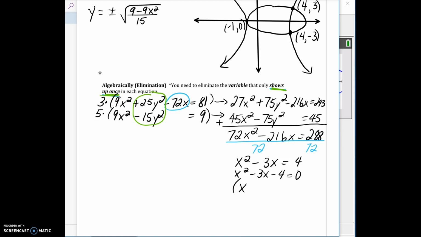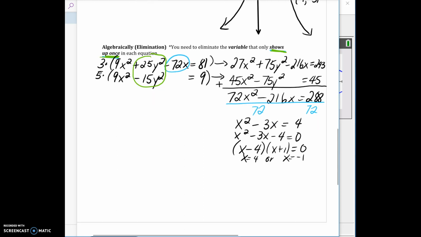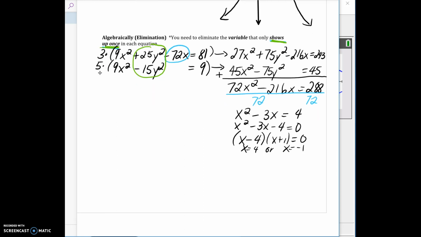And then this factors into x minus 4 times x plus 1. You get x equals 4, or x equals -1. And then you just want to plug those in. I would pick the one that has less going on. So 9 times 4 squared minus 15y squared equals 9. Do some work to solve that out. You end up getting y is plus or minus 3. And then the other side, 9 times -1 squared minus 15y squared equals 9. You'll get y is 0.